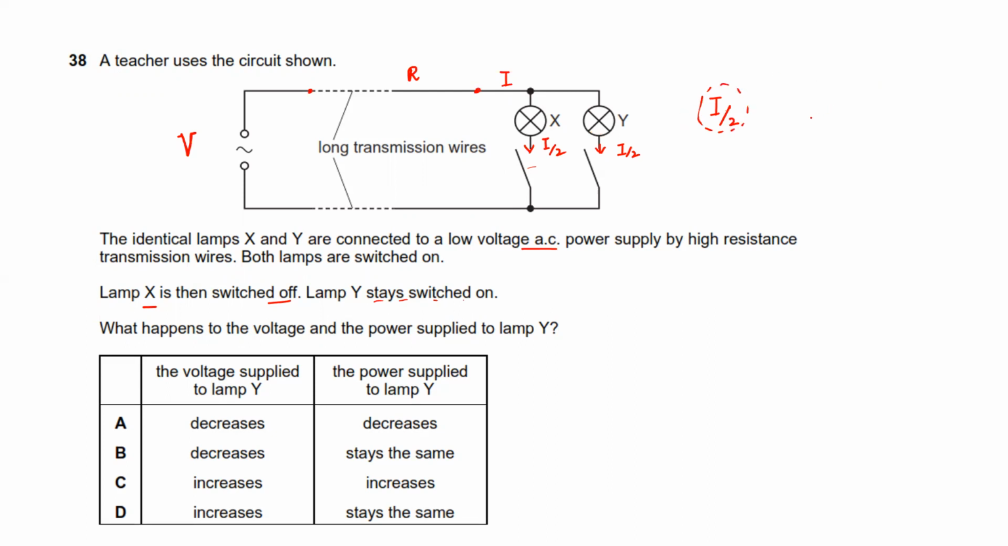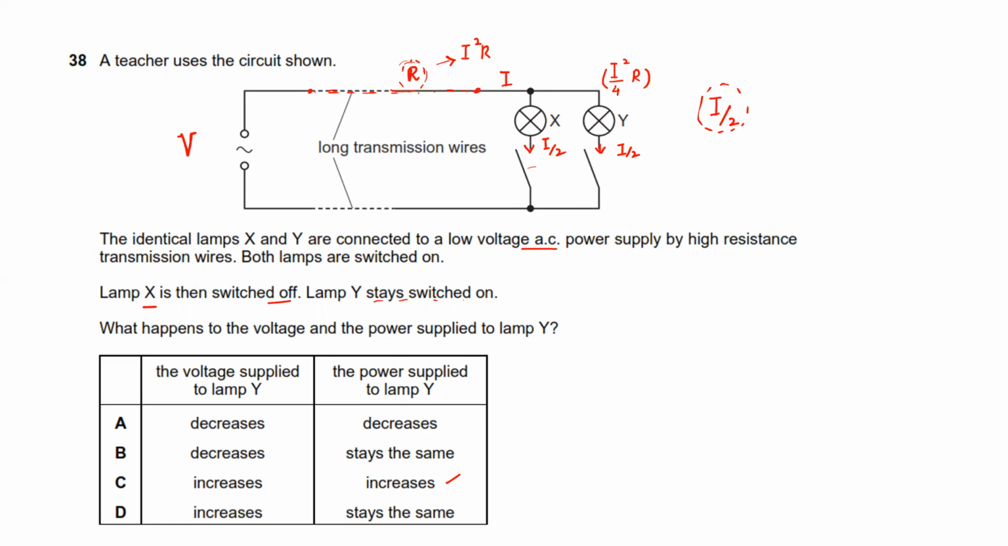Okay. And the resistance remains the same. This is the current that is now flowing in this wire, and I square R losses will be happening. In the first case, they will be I square R, and in the second case, they will be I square by 4 times R if my X is closed. So my losses are reduced. So actually more power will be available at Y. So the power supplied to the lamp at Y will increase.